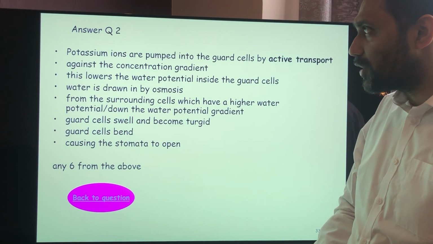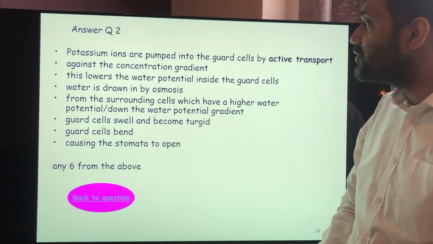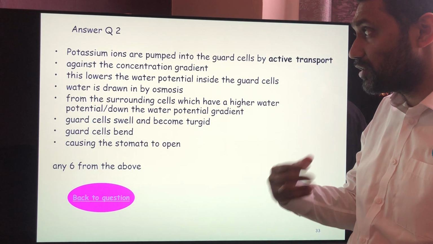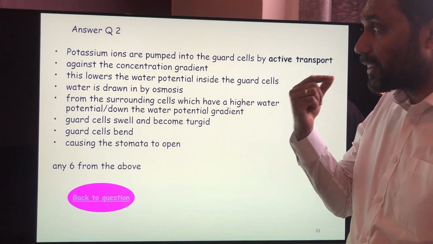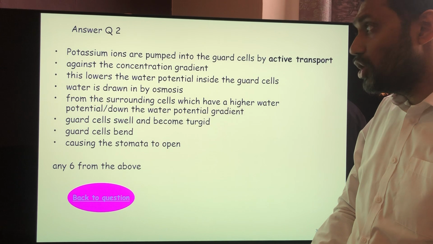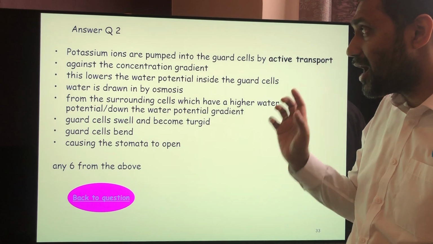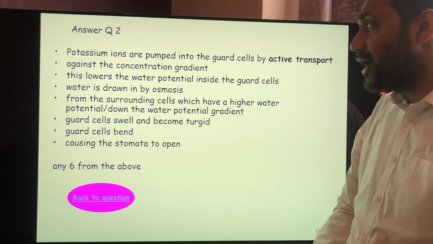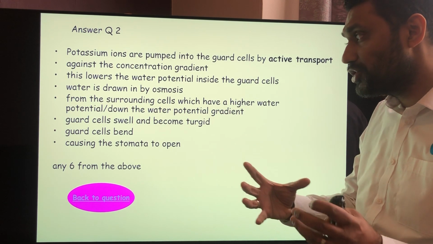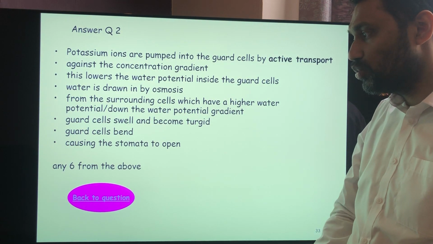Question 2 then, a 6-mark question, is all about the potassium ions. What do they do? Well, potassium ions are pumped into the guard cells by active transport, 1 mark, against the concentration gradient, going from a low to high concentration. This lowers the water potential inside the guard cells, so water is drawn into the guard cells by osmosis, from the surrounding cells, from a higher water potential to a lower water potential. The guard cells then swell up and become turgid, so they start to bend and make those C shapes, causing the stomata to open.